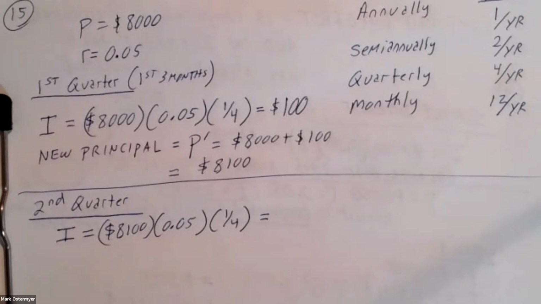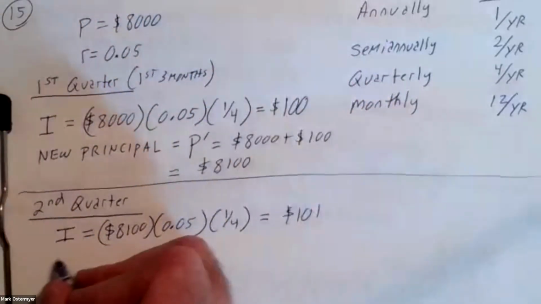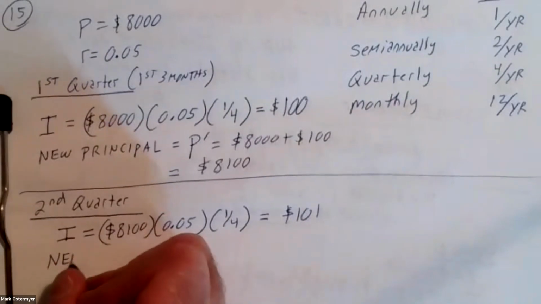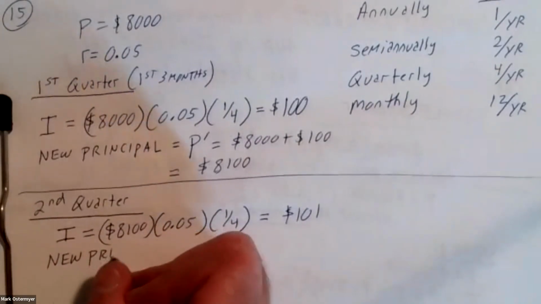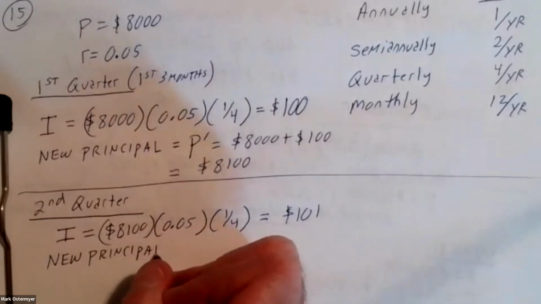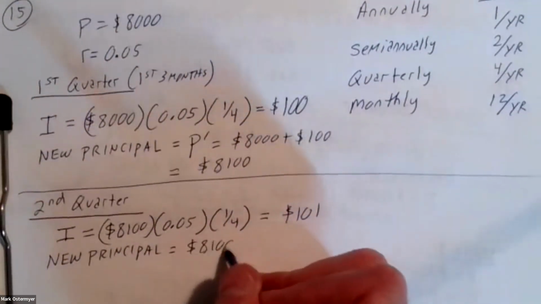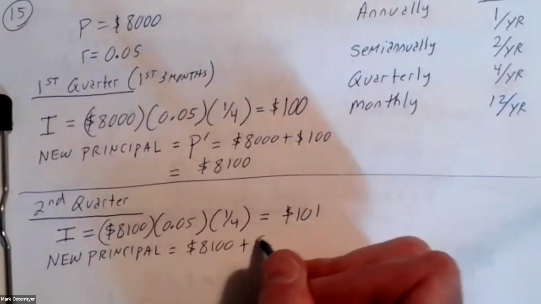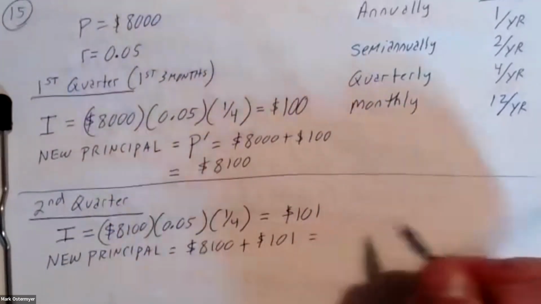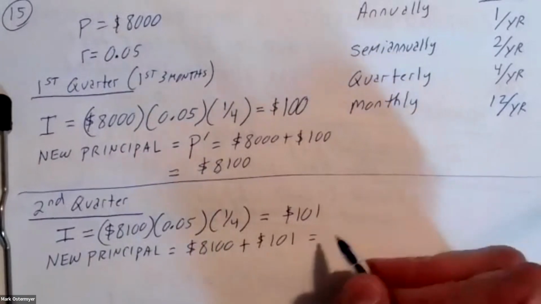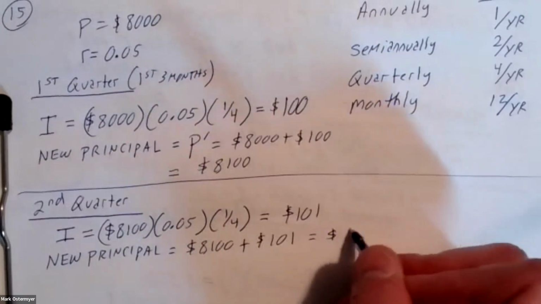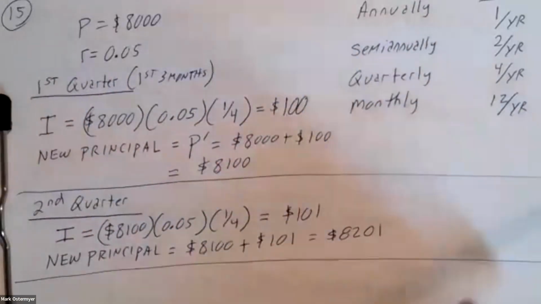Tell me what you get. $101.25. All right, $101. So what's going to be the new principal at the end of the second quarter? Well, that's going to be the starting principal, which was $8,100 plus an extra $101. And that nets us what? $8,201. And now, ladies and gentlemen, we have to carry this into what?